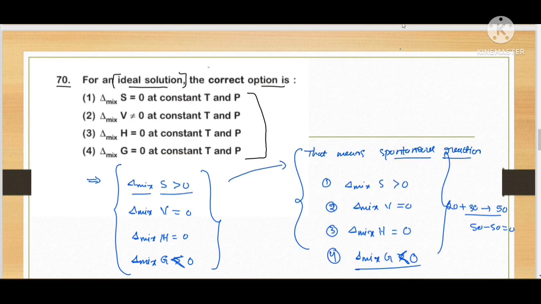Here, ΔmixS greater than or equal to 0. That means here ΔmixS equal to 0. So eliminate the first option. Here volume is equal to 0, not equal to 0. So eliminate option 2. Here ΔmixG equal to 0, but its value is less than 0. So option 4 is also eliminated. Option 3 is our correct answer. That is ΔmixH is equal to 0 at constant temperature.